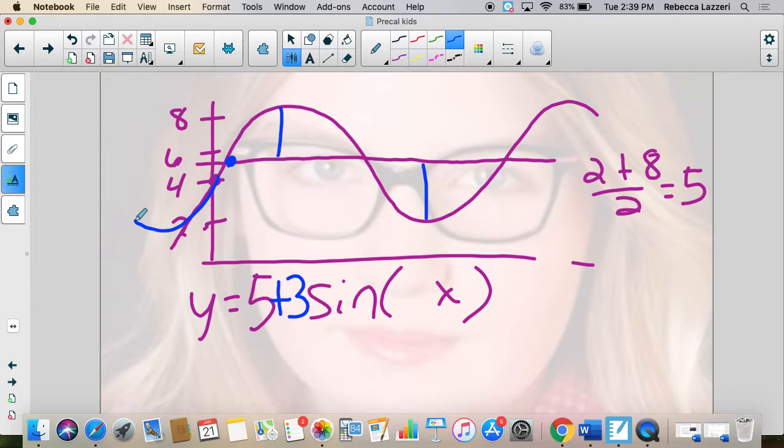Do we have to label it, like the high being 8 and the low being 2?